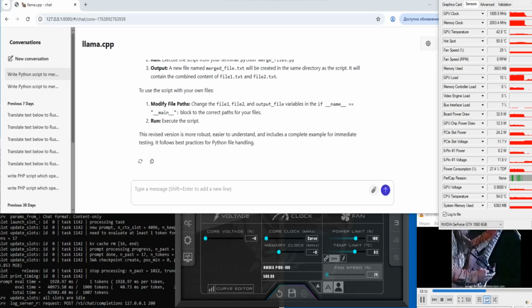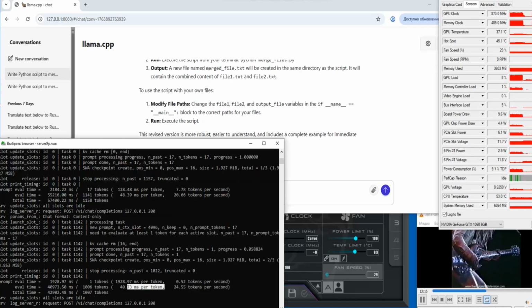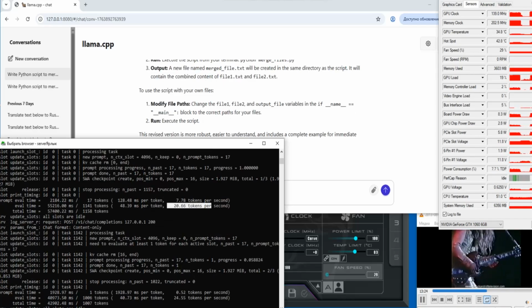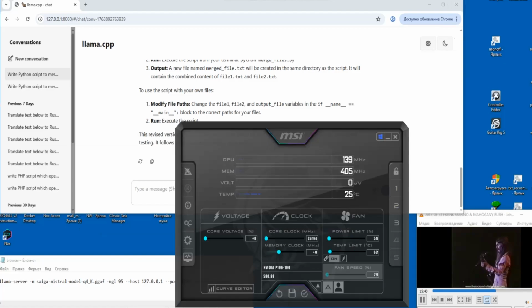So, what do we see at the 100% power limit? The speed has slightly increased to 25 tokens per second. That is about a quarter faster when removing the power limitation. Let's try another large language model, Saiga Mistral. Quantization Q4K, also GGUF format.